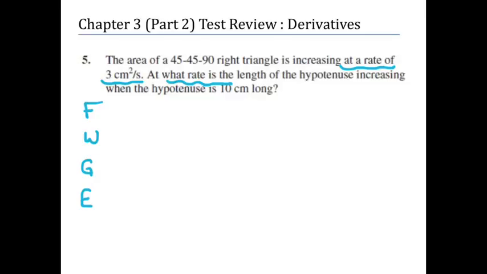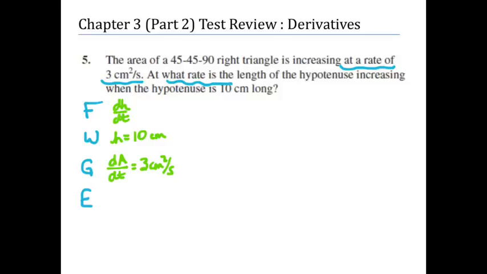First of all, F stands for find. They're asking me to find at what rate the length of the hypotenuse is increasing. So I think I'm going to call that dH dt. W stands for when, and we want to find this rate when h equals 10. The given rate is the rate of the area of the triangle, and since that's the rate of area, I'm going to call it dA dt, and that's equal to 3 square centimeters per second.